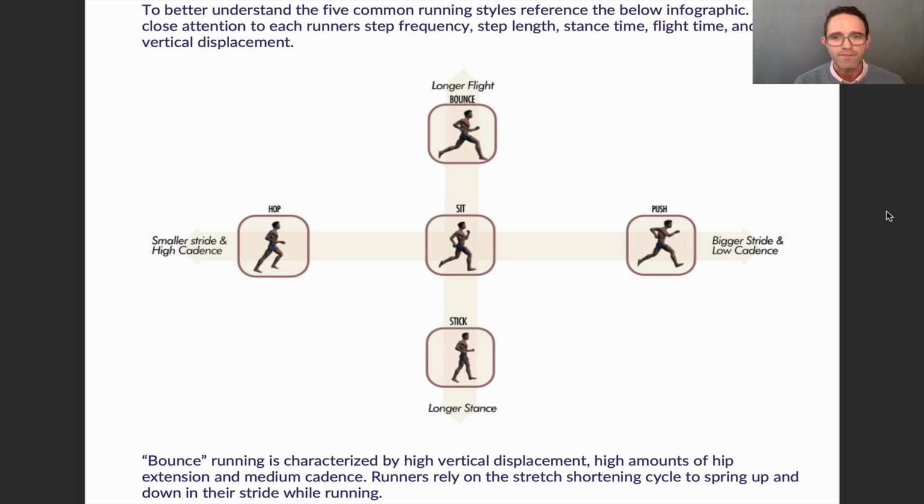You also have a fairly moderate cadence. However, you notice that these runners are quite upright while they're running. You'll also notice they have increased knee flexion as well. I'll go into more detail about what that means. But let's quickly identify push running too.